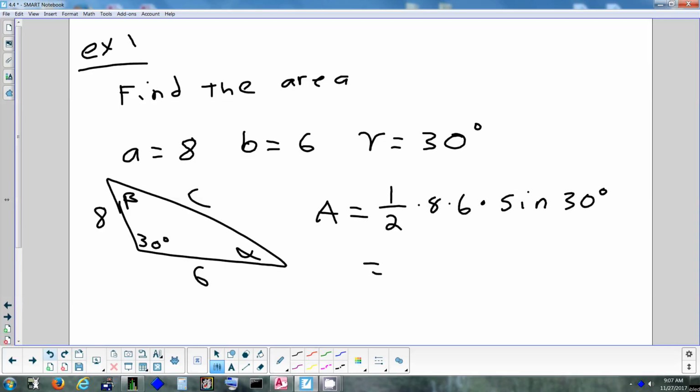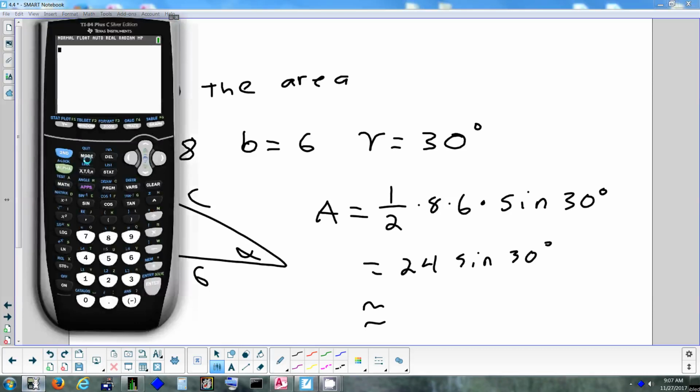All right, so we've got 8 times 6, that gives me 48. And then half of 48 gives me 24 sine 30. Now at this point, you have to type that in on the calculator and see what you get. Double check that you're in the right mode. All of these problems will be in degrees when they give you the angle. There's no reason you couldn't do it in radians. We just don't. Okay, and anyone get an answer?